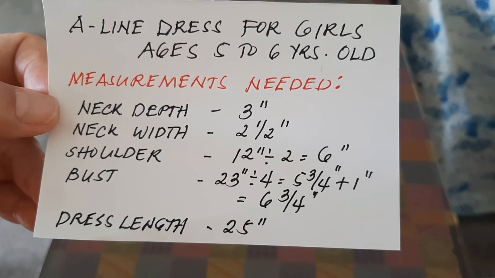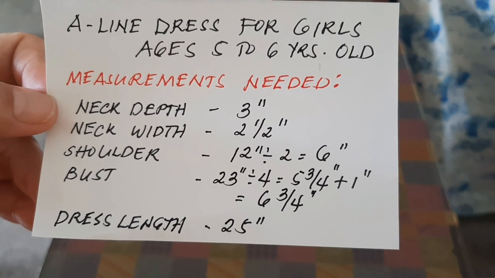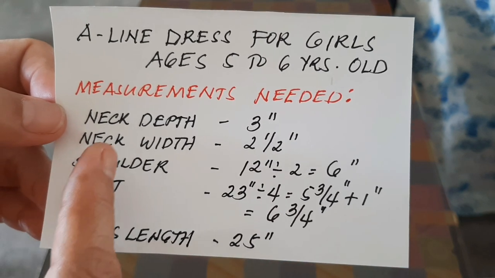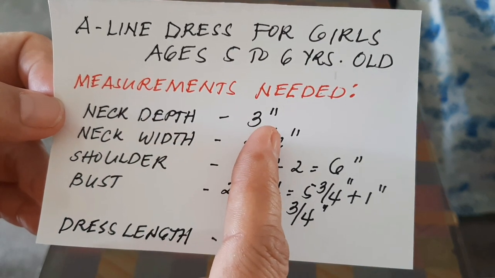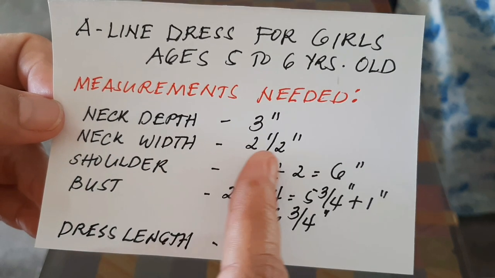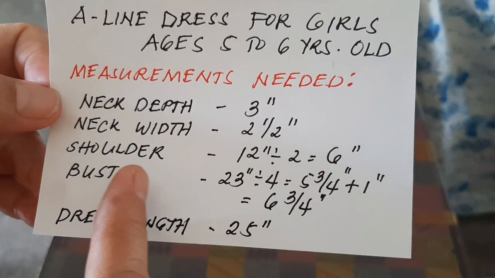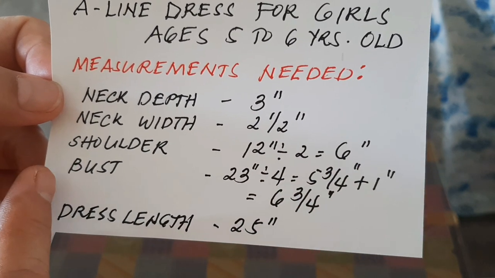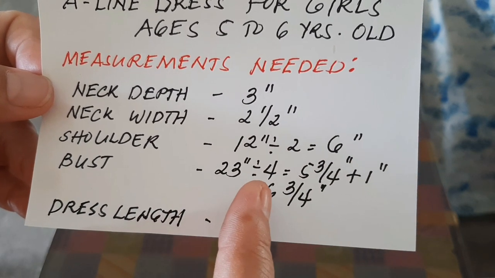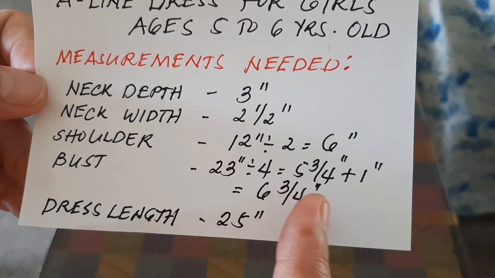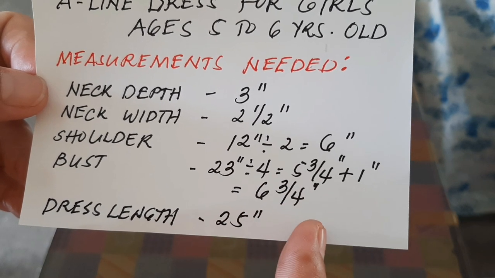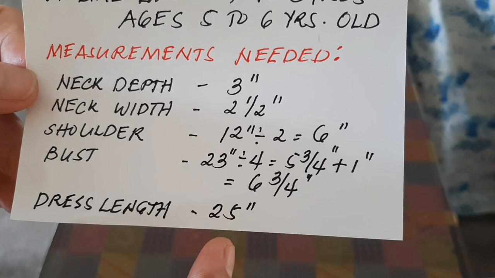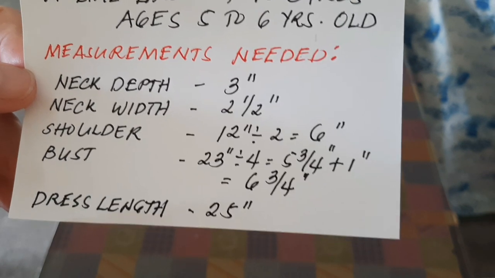These are the measurements needed in drafting an A-line dress for girls ages 5 to 6 years old. We have the neck depth, 3 inches; the neck width, 2.5 inches; shoulder, 12 inches divided by 2 equals 6 inches; bust, 23 inches divided by 4 equals 5 3/4 plus 1 inch equals 6 3/4. And last, we have the dress length, which is 25 inches.